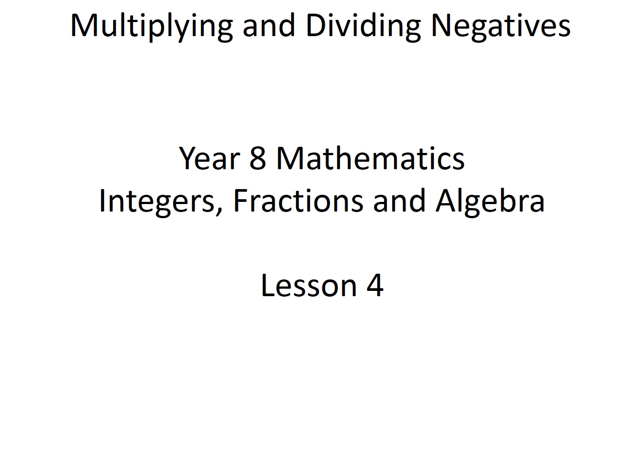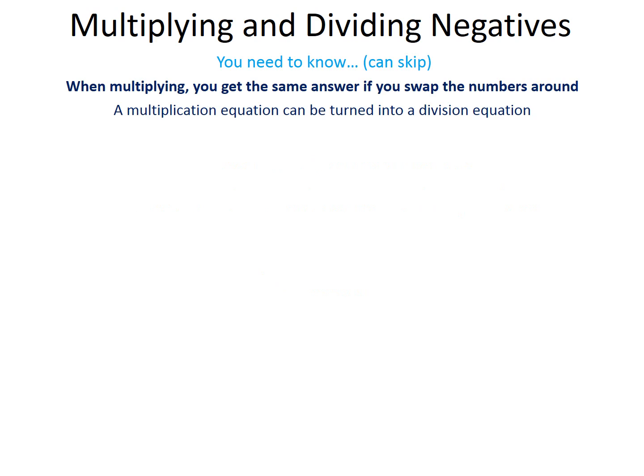In this lesson, we're going to look at what happens when you multiply and divide negative numbers. Now, the first thing we'll need to remember before we get into this is that when you multiply, you get the same answer if you swap the numbers around. So 3 times 2 is 6, but so is 2 times 3. It doesn't matter which way around the two numbers are, you'll get the same answer.